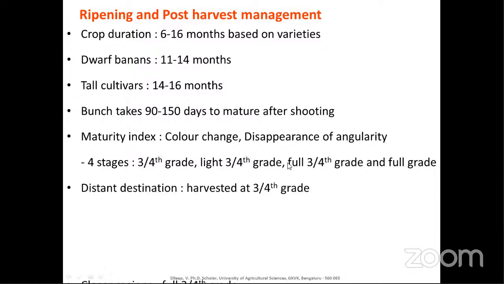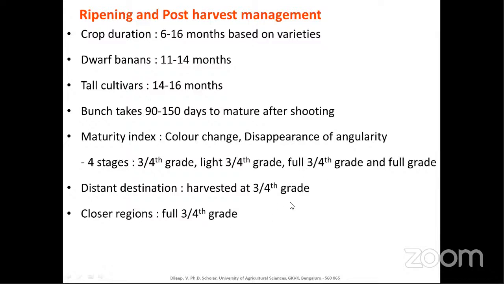Okay, so for distant market transportation, it is harvested at 3/4 grade, that is first grade. Okay, this is not the grade of fruit. This is the grade of the disappearance of angularity, that is the grade of judging maturity. So for distant markets, harvested at 3/4 grade, that is 3/4 disappearance of angularity, it means. And for closer, local markets, at full 3/4.